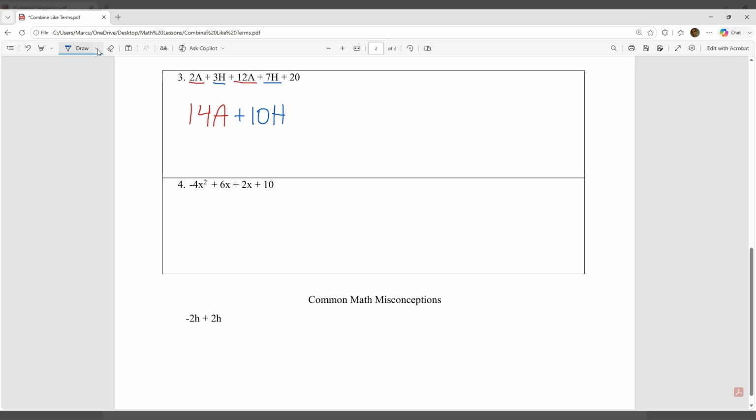And then finally, we have a 20. The 20 is a constant and is the only constant that we have. There's no other number with no variable, which we call a constant. So we're going to bring the 20 down. So again, whenever you have a number that does not have a variable, we call it a constant. And that's how we do question 3. Please go ahead, pause the video, and try question number 4.